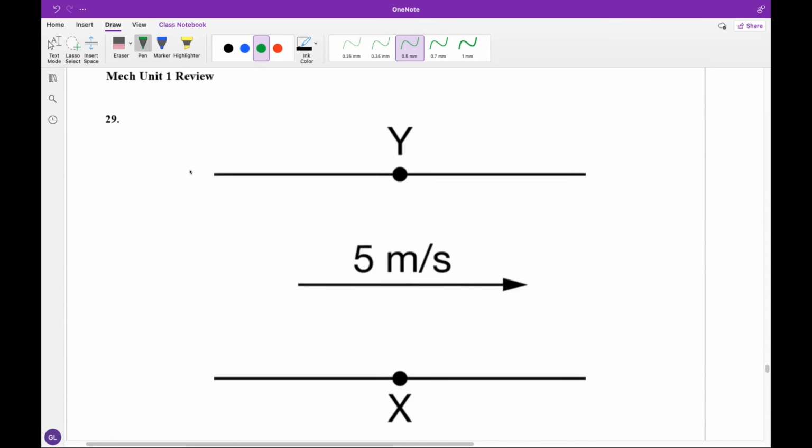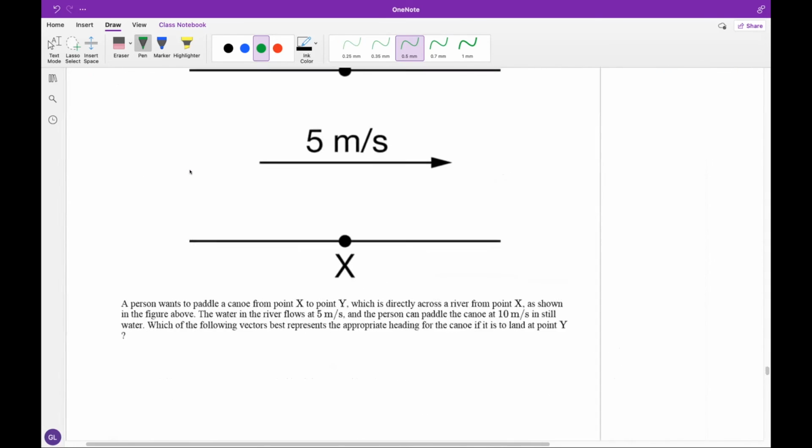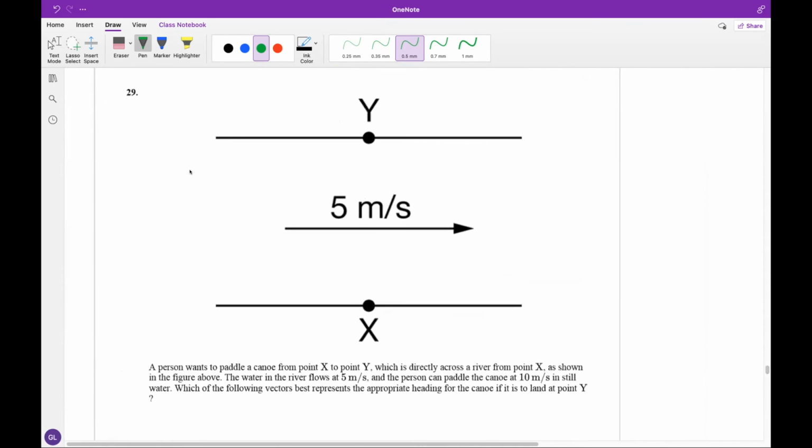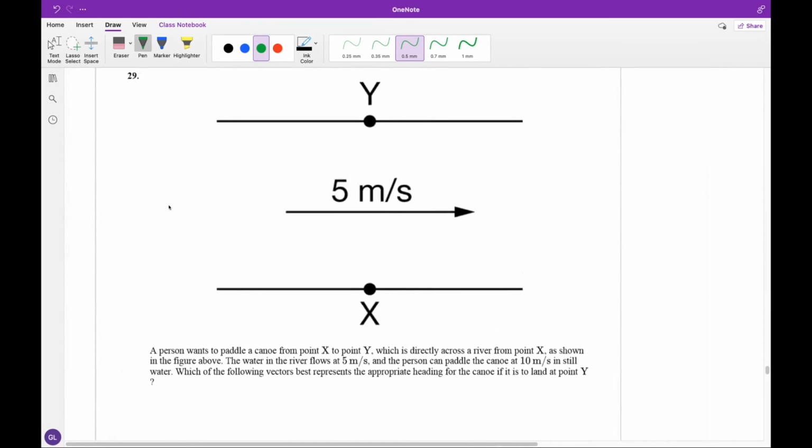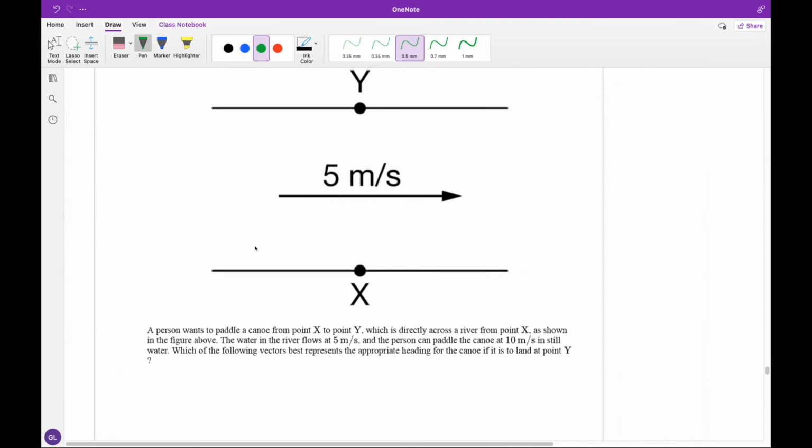Okay, so sorry, that was a large amount of time spent on that question, but we'll go ahead and finish these out. So a person wants to paddle a canoe from point X to point Y, which is directly across a river from point X, as shown in the figure above. The water in the river flows at 5 meters per second, and the person can paddle the canoe at 10 meters per second in still water. Which of the following vectors best represents the appropriate heading of the canoe if it is to land at point Y?